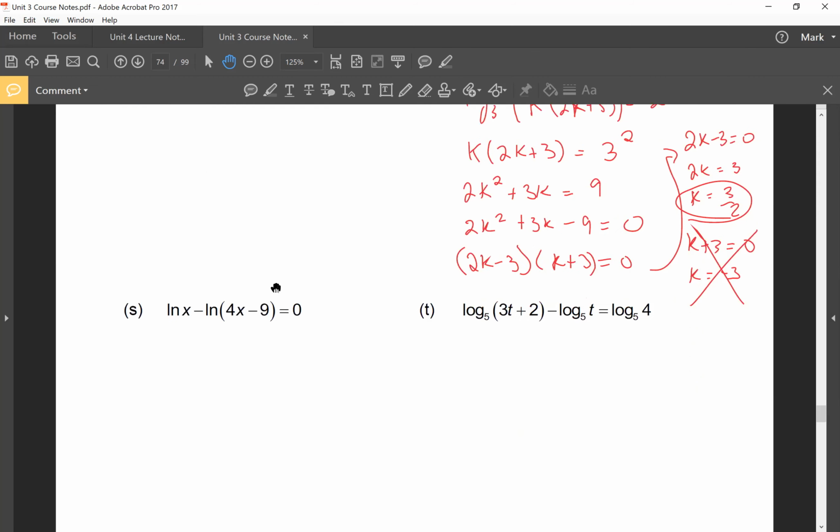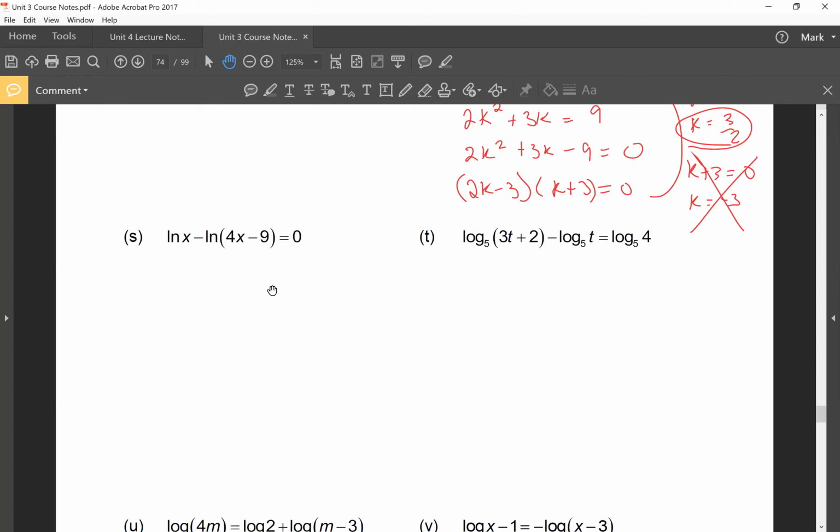All right, so let's look at S. Ln x minus ln 4. Remember, if you weren't in class yesterday, when I say ln, I mean ln. So ln x equals ln 4x minus 9. Okay, so that means I'm going to combine them. ln of x over 4x minus 9 equals 0. Now I'm going to change this into exponential form. So I get x over 4x minus 9 equals e to the 1. And then I'm going to solve that from there.